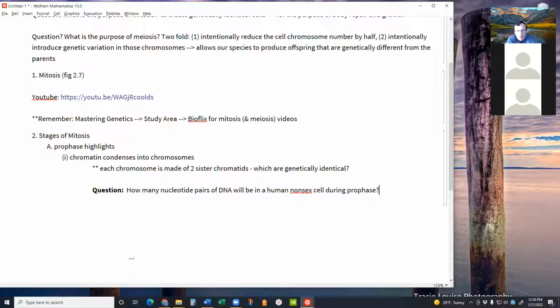Remember the size of the human genome, which is a statement about the haploid content of a typical cell, would be 3.1 billion nucleotide pairs of DNA. So how many nucleotide pairs of DNA will be in a human non-sex cell during prophase?